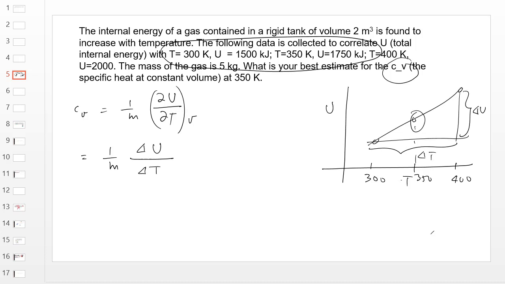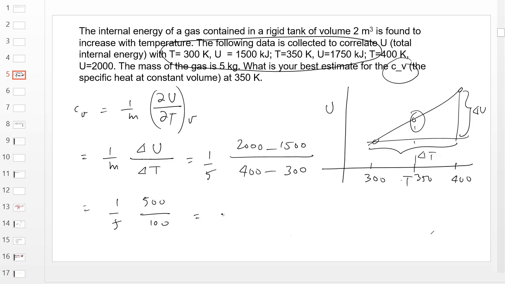As you can see, 350 being the midpoint is a perfect differentiation, central differencing, producing 1 over the mass, which is 5 in this problem, and the change in U is 1500 to 2000, so it is 2000 minus 1500, and the change in temperature is 400 minus 300. So the answer boils down to a simple 500 by 100, which is simply 1 kilojoule per kg K.